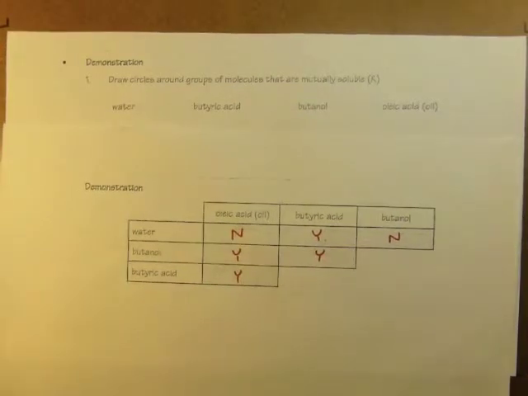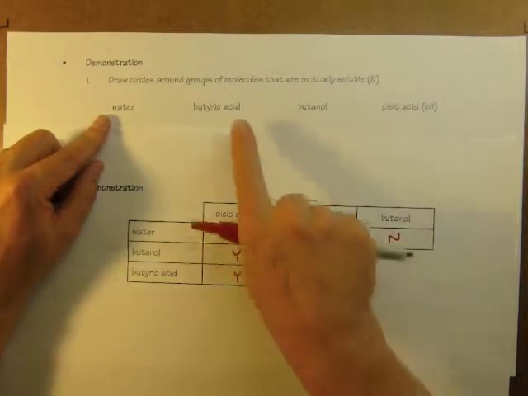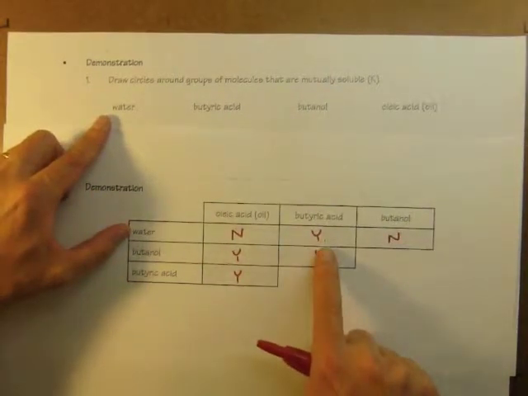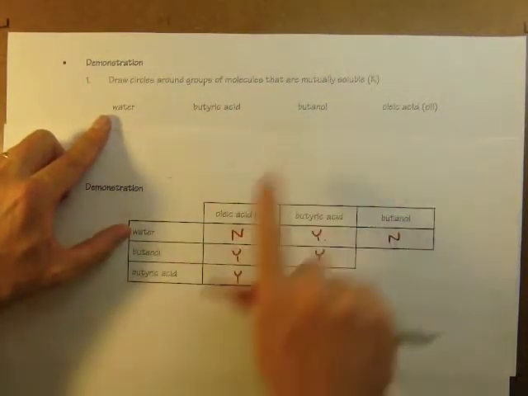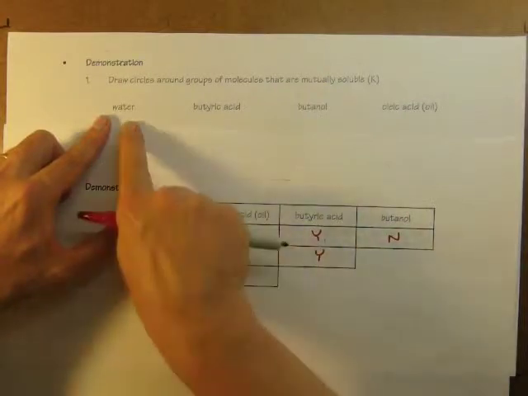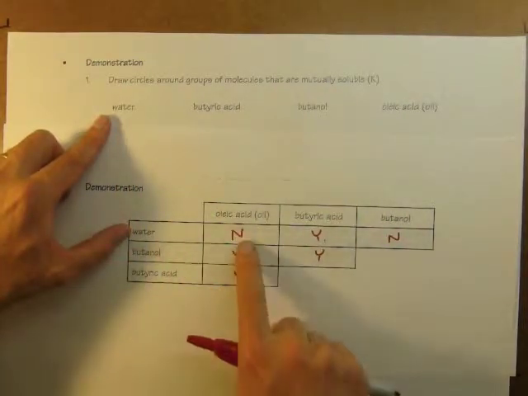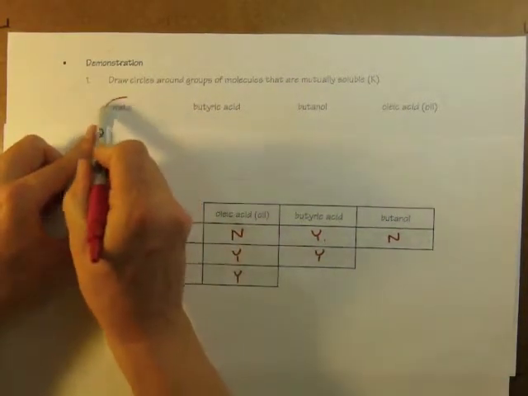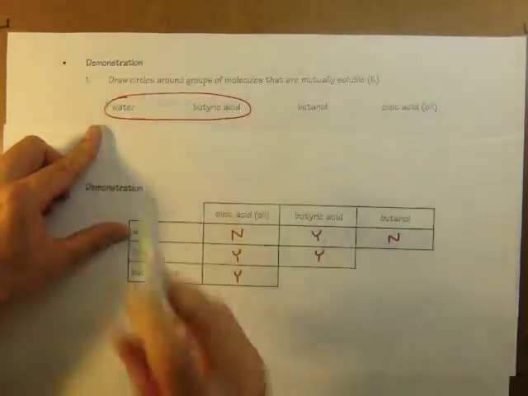And we'll make circles around the ones that we're able to mix. So for example, water and butyric acid, those were able to mix. But water and butanol, they were not able to mix. Water and oil also did not mix. So I'll draw a circle around these two because they formed a group.